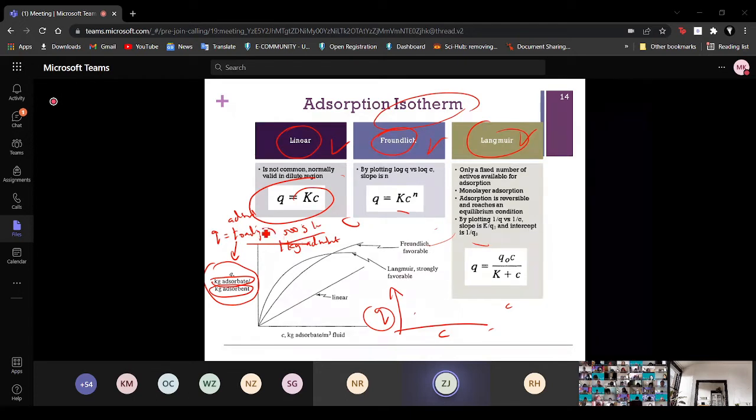So that is referring to Q. When I mention about Q in adsorption, that is the adsorption loading. So meaning that is the mass of adsorbate over mass of adsorbent. So as you use more adsorbent, so you can absorb more. That is normal lah kan?